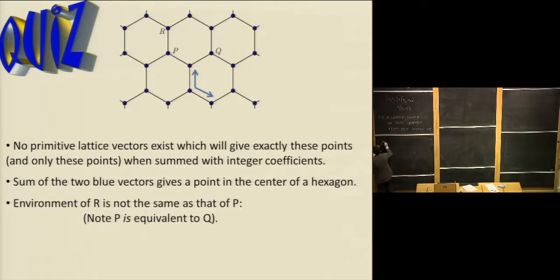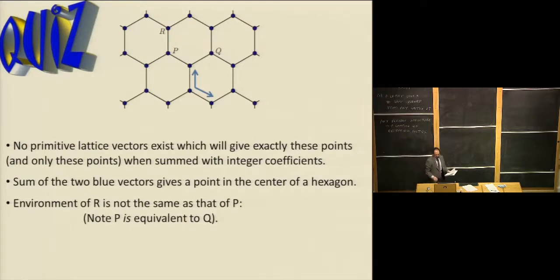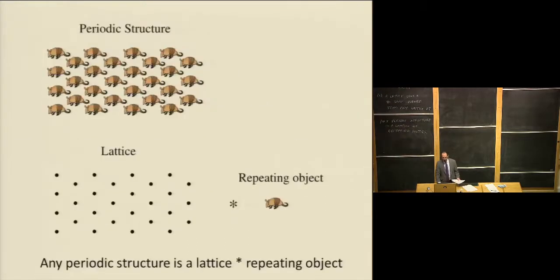Fact: any periodic structure is a lattice of repeating motifs. This is just a fact. So here's the same picture as in the book. I just like these things. They're armadillos, I guess. So you have this periodic structure of armadillos.